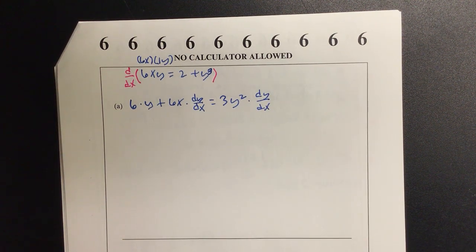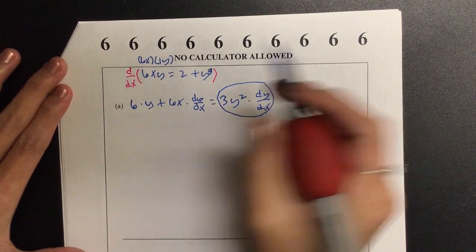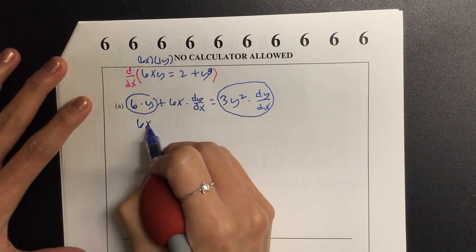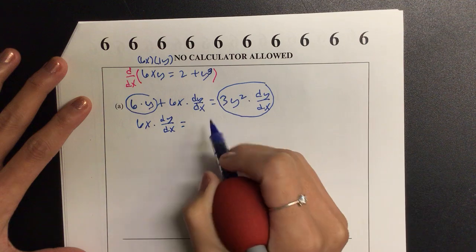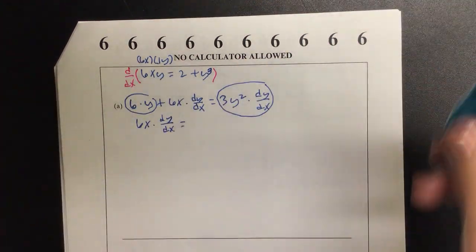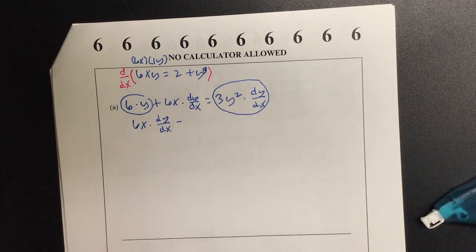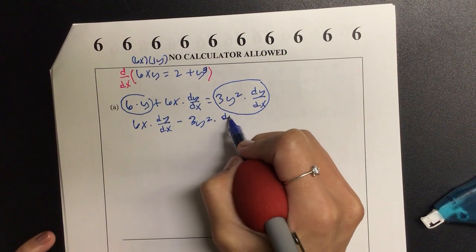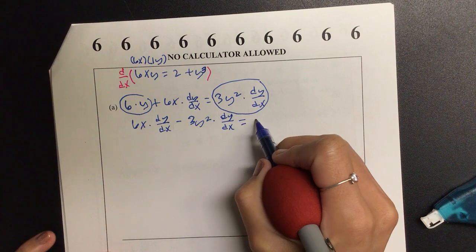So I'm going to go ahead and put all the dy over dx's together. So I'm going to move this guy, and I'm going to move this one. So we have 6x dy over dx is equal to, not equal to, I meant to move the other one, right? Should be minus 3y squared dy over dx is equal to, when I move the 6y over, that becomes minus 6y.